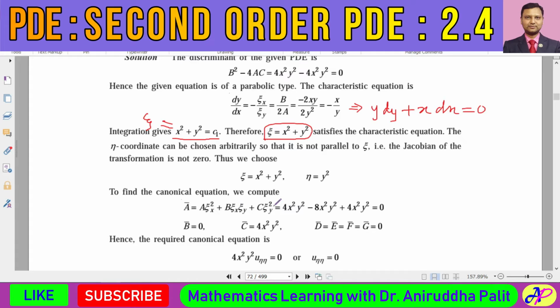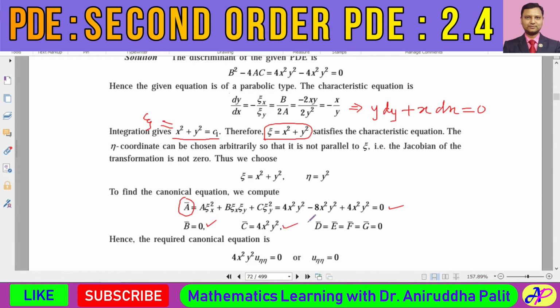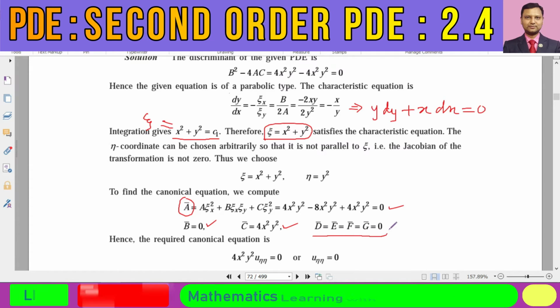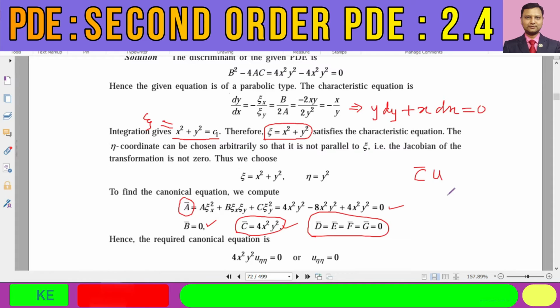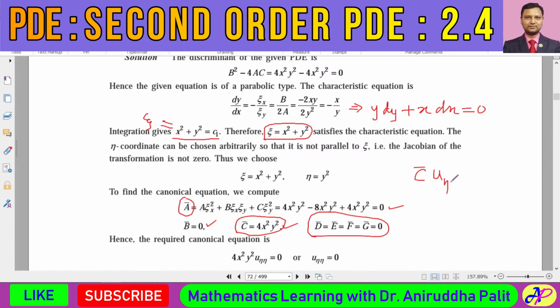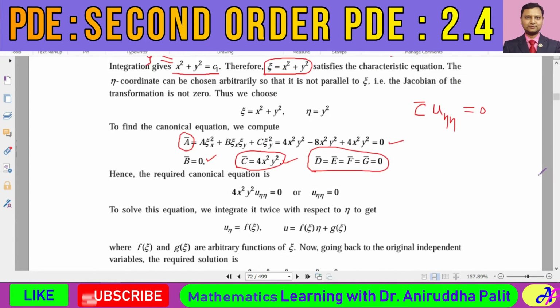Now in terms of xi and eta, we have to express everything. So we need to compute the coefficients. Over here a bar is this kind of expression. A bar becomes equal to 0, and b bar becomes equal to 0. One can take the expressions of d bar, e bar, f bar, etc. All of them would be equal to 0. So the only non-vanishing contribution would come from c bar. And what is the term corresponding to c bar? C bar into u eta eta would be equal to 0. This is the only non-vanishing contribution.